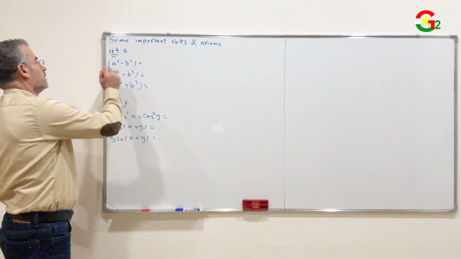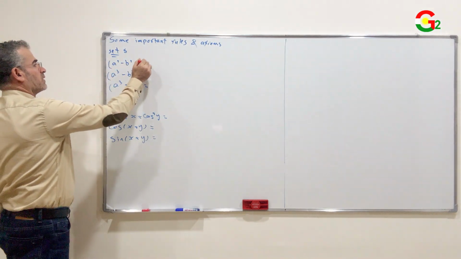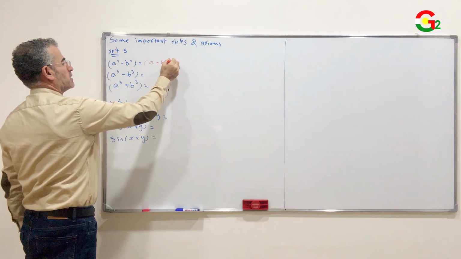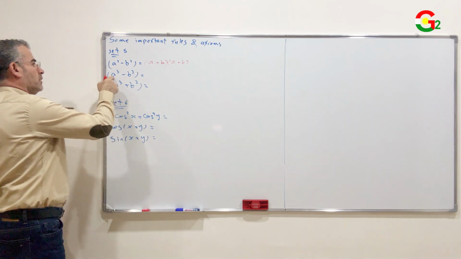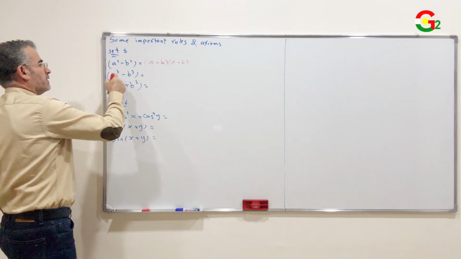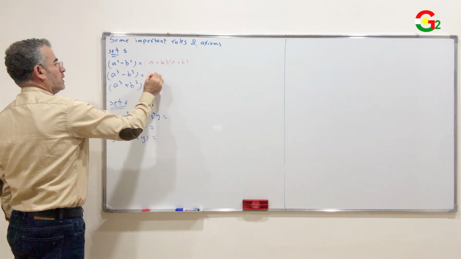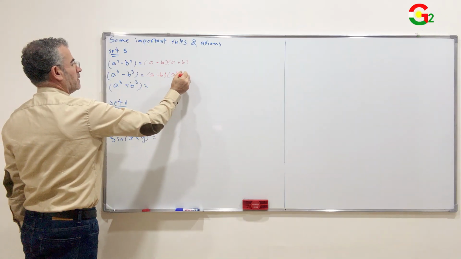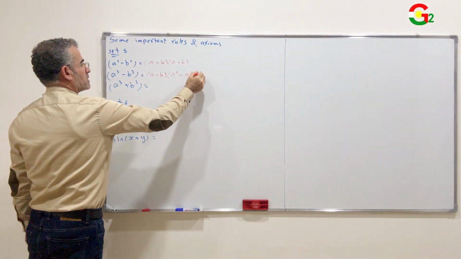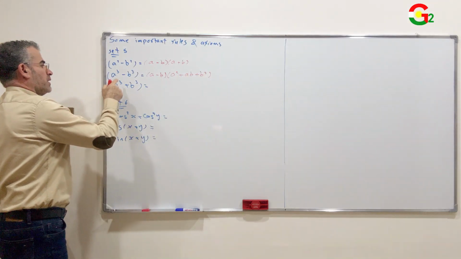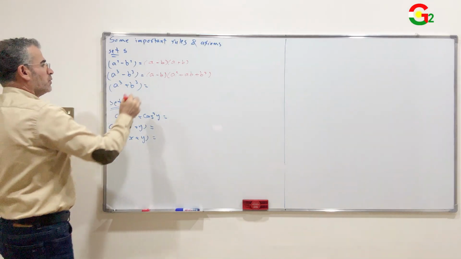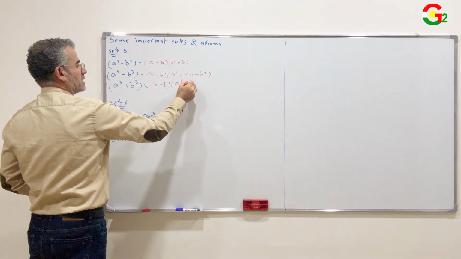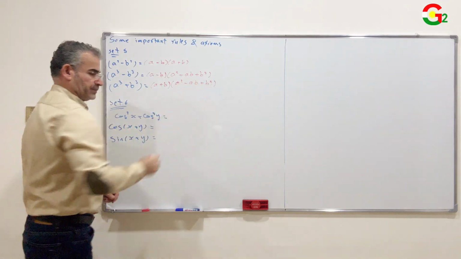Set 5. a square minus b square, difference of two squares, equals a minus b times a plus b. a cube minus b cube, difference of two cubes, equals a minus b times a square, reverse sign, a times b, plus b square. a cube plus b cube, summation of two cubes, equals a plus b times a square minus ab plus b square.